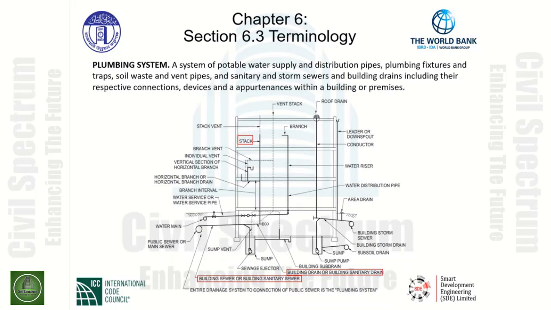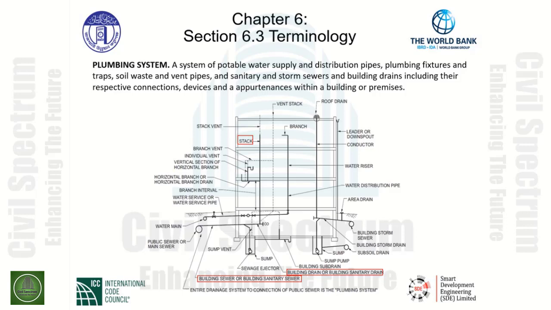A plumbing system is defined as a system of potable water supply and distribution pipes, plumbing fixtures and traps, soil, waste and vent pipes, and sanitary and storm sewers, and building drains, including their respective connections, devices and appurtenances within a building or premises. Graphically, we can look at the plumbing system as a series of multiple systems.